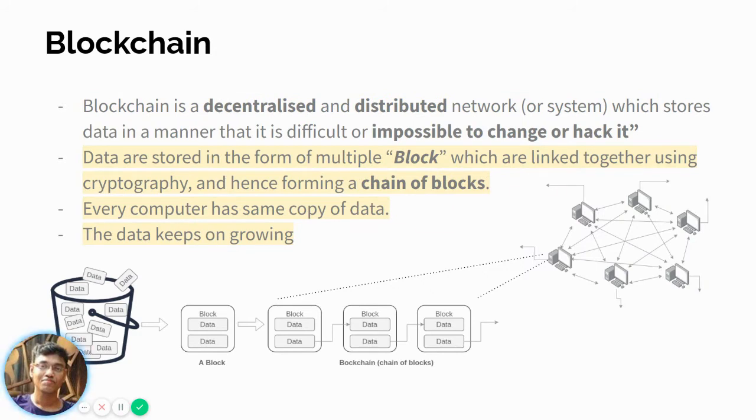Now, the data gets stored on the blockchain in the form of blocks, and these blocks are linked together using some cryptographic primitives that we will look into in later sessions. Every computer has the same copy of the data, and this data keeps growing on and on. Questions like what the data structure of a block is, and how exactly the data and the block look, will all be answered in later sessions. But for now, just have this glimpse of what blockchain is.